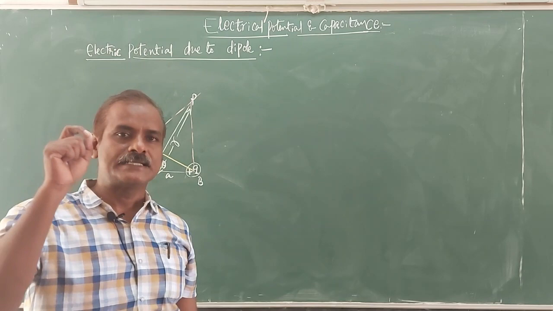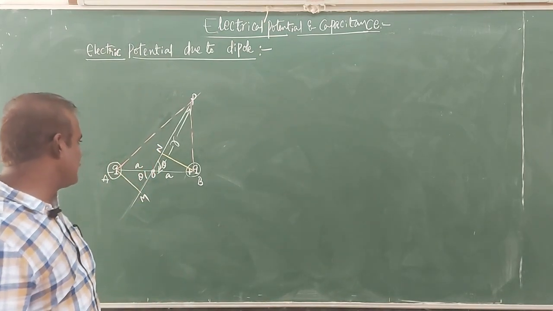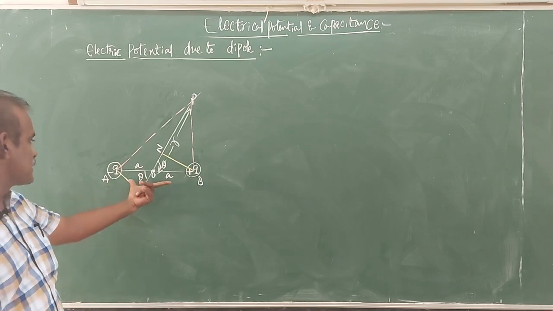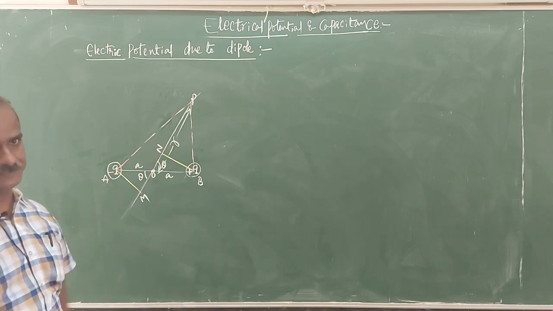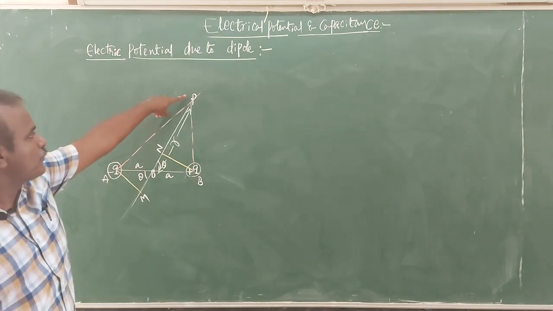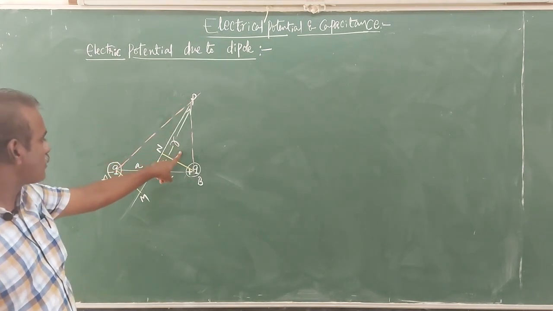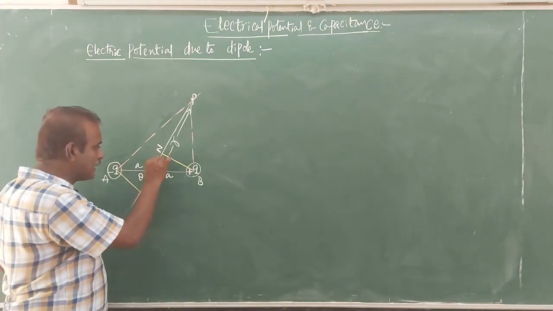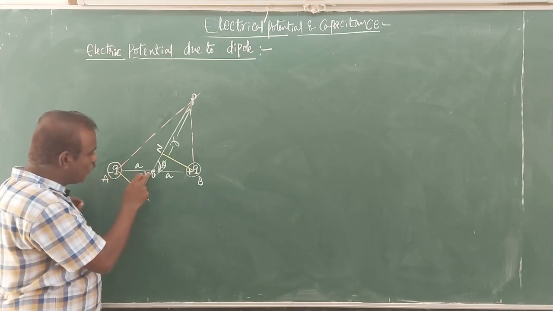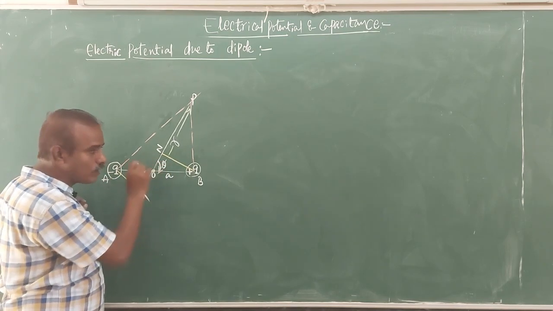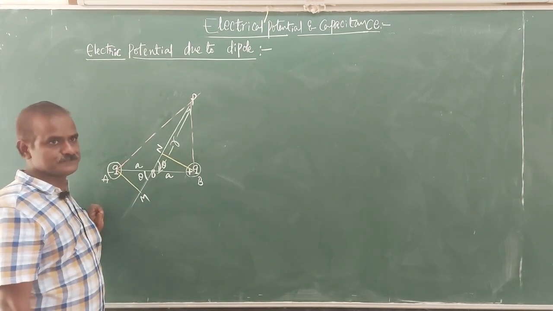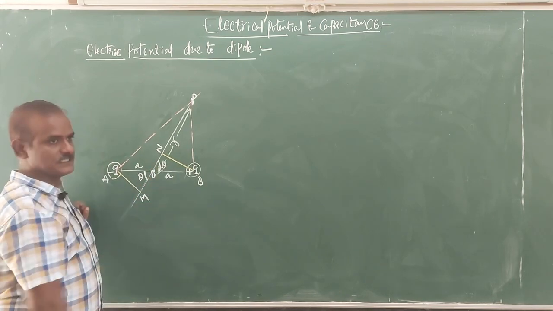These are the additional constructions made. I repeat once: charge minus q at A, charge plus q at B, separated by distance 2a, a plus a, and 2a is the length of the dipole. What is our aim? To find the potential at P, distance r from the center of the dipole. And remember, this angle NOB is theta, and this angle AOM is also theta. Why? Because these two are vertically opposite angles.